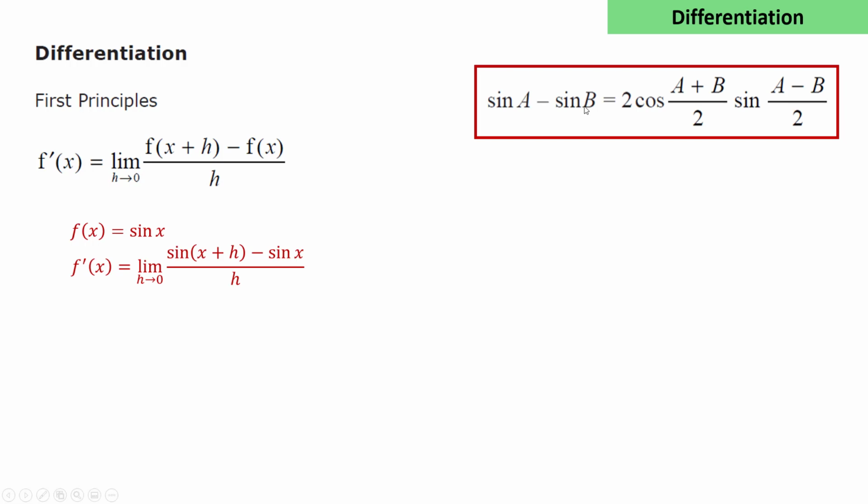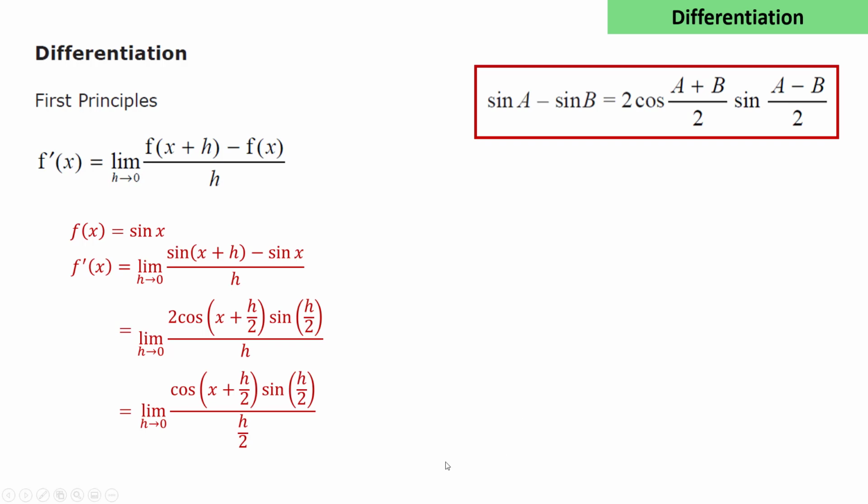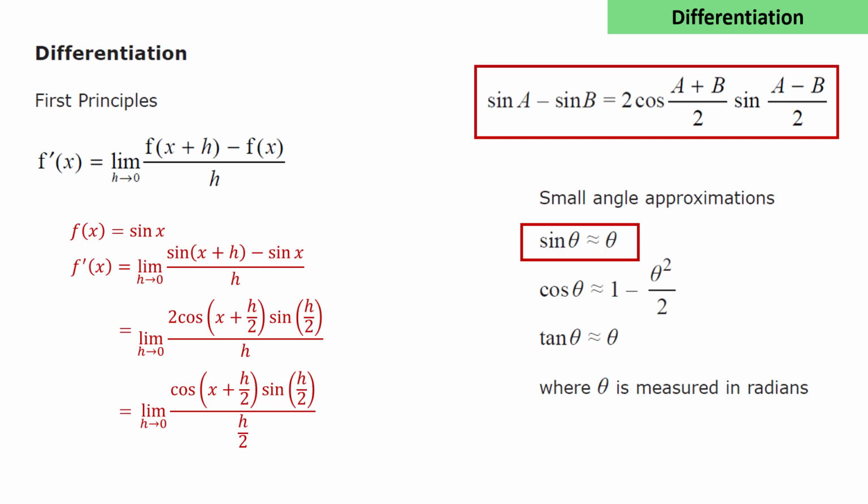We can use the difference of two sines from the trigonometric identities to rewrite this as 2 cos(x plus h over 2) sin(h over 2). We rewrite this with h over 2 as the denominator. We apply the small angle approximations for sine: sin theta is approximately equal to theta. So for small h, sin(h over 2) is approximately equal to h over 2. So these two terms will cancel, leaving cos(x plus h over 2). And as h tends to 0, cos(x plus h over 2) will tend to cos of x, which is what we needed to show.